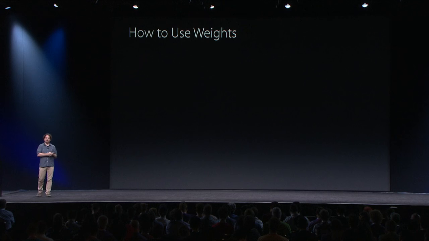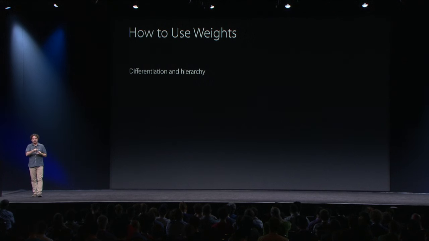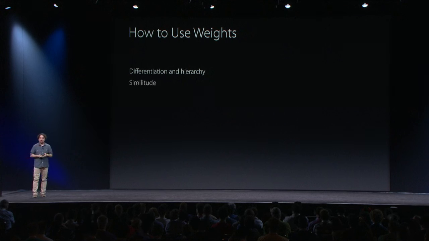Now, you have all these weights, and you may be wondering, how do we actually use them? And I don't mean from a coding point of view, but from a design point of view. So you have 3 main goals that you can achieve with weight. The first one is differentiation. You can create difference in a piece of text, and you can create a hierarchy. The second is to achieve similitude. And the third is the stylistic purpose. So you want to achieve some sort of voice. So let's look at these.